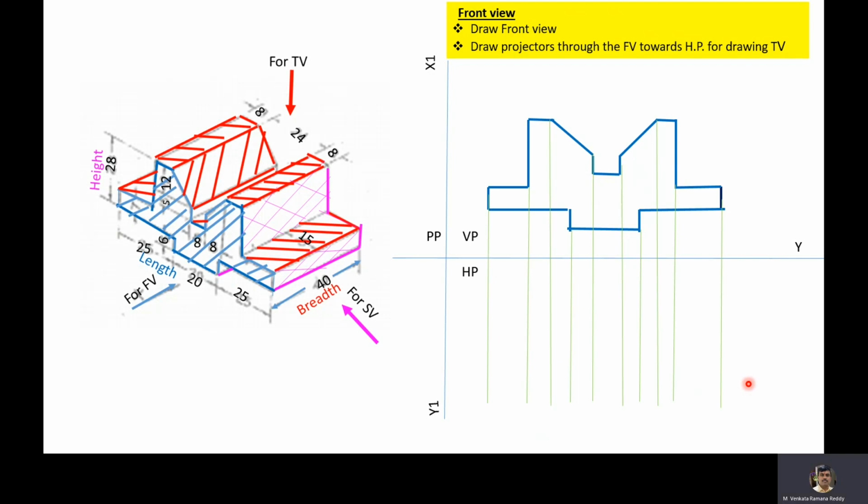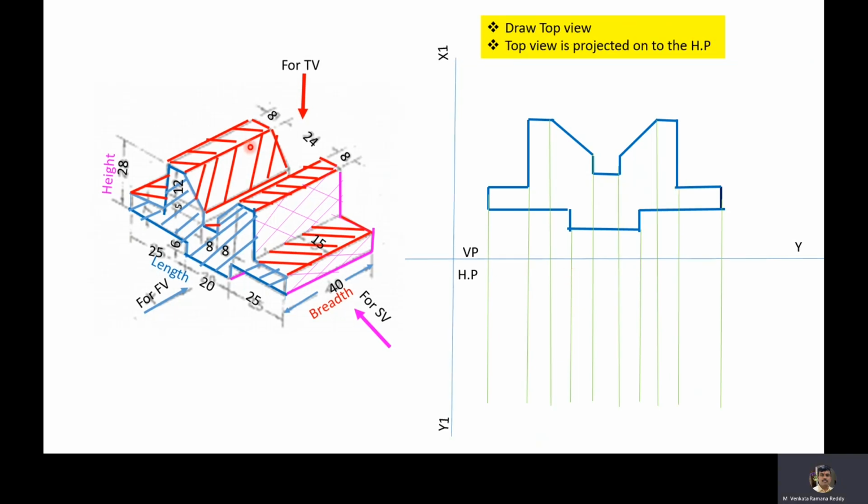The top view is projected onto the horizontal plane. Now this is the direction of the top view. In the case of top view, we are able to see this red color shaded region area. We are able to see length and breadth, whereas height will not be shown in the top view.